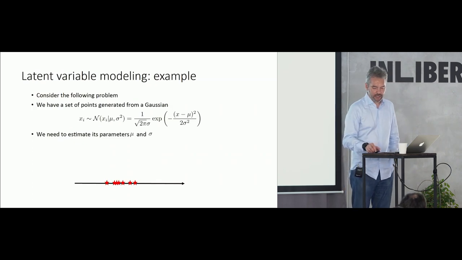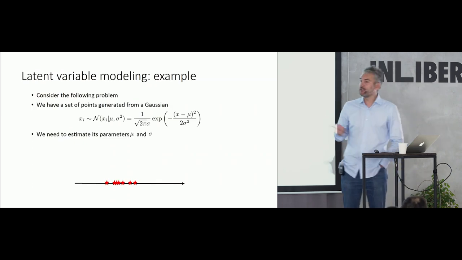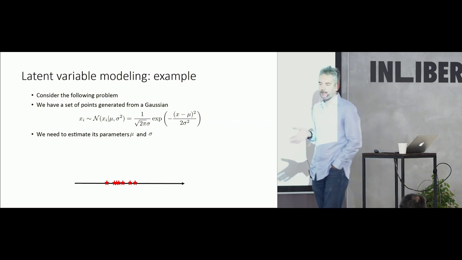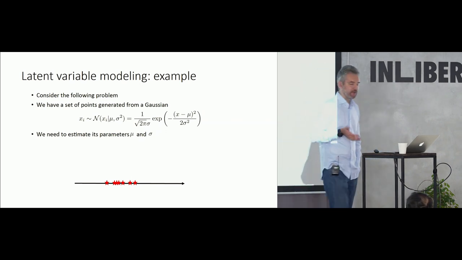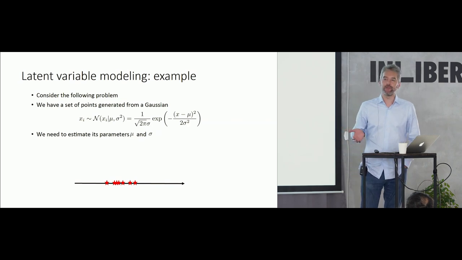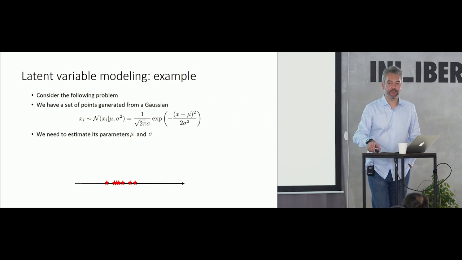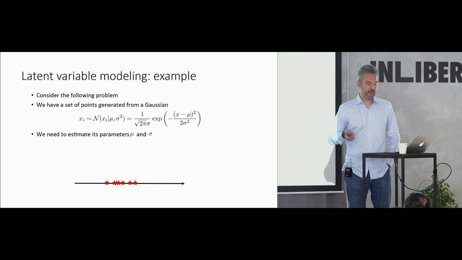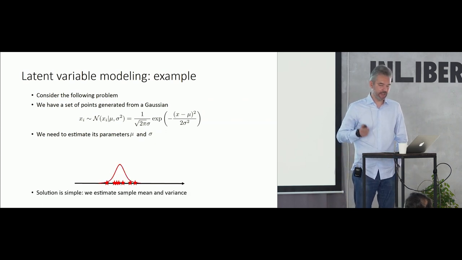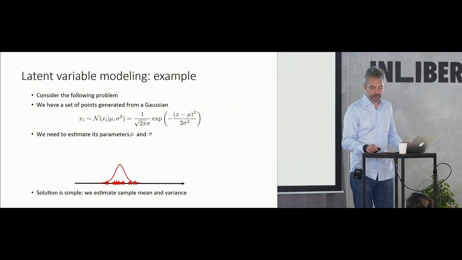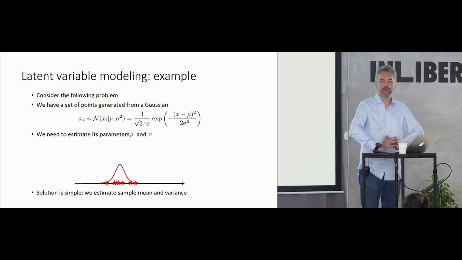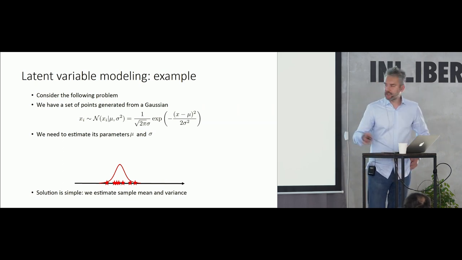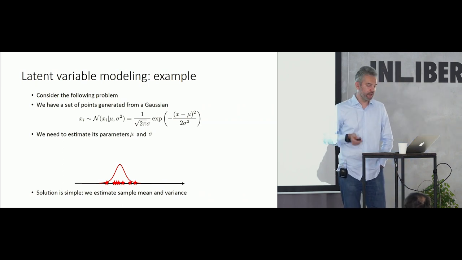Okay, so let us start from a motivating example. Consider the following problem. We are given a set of samples which are generated from a one-dimensional Gaussian distribution with unknown parameters. The task is to estimate the parameters of this Gaussian, or in other words, to restore the density function. And of course, we know that the problem can be solved pretty easily. These are just closed-form maximum likelihood equations for mu and for sigma. And hence, we are able to restore the one-dimensional Gaussian distribution.